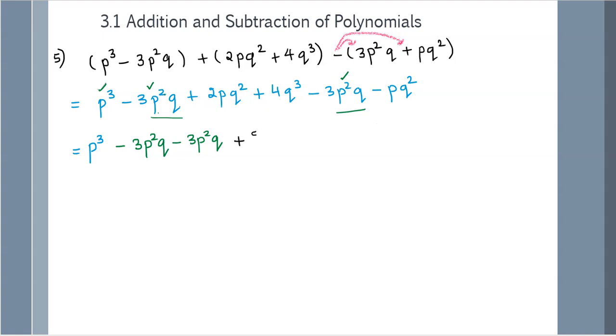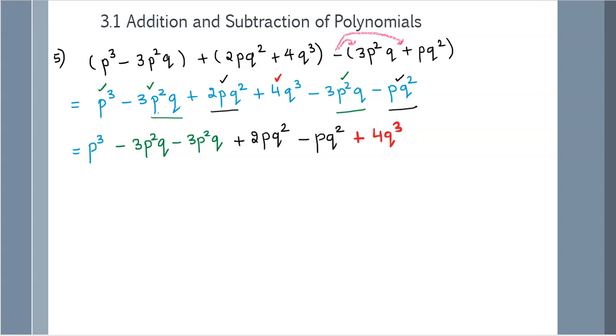Plus 2 p q square. Here the power of p is 1, q is 2. Yes, you have it here, the last term, p q power 2. So even this term is gone. Now the last term that we have is plus 4 q power 3. This term is gone. Always check how many terms were there.